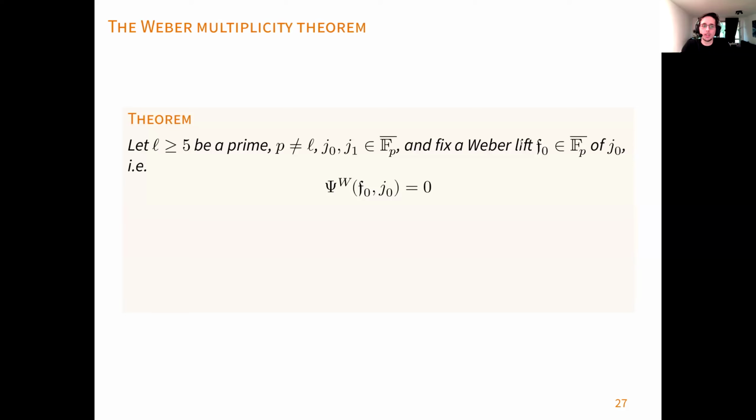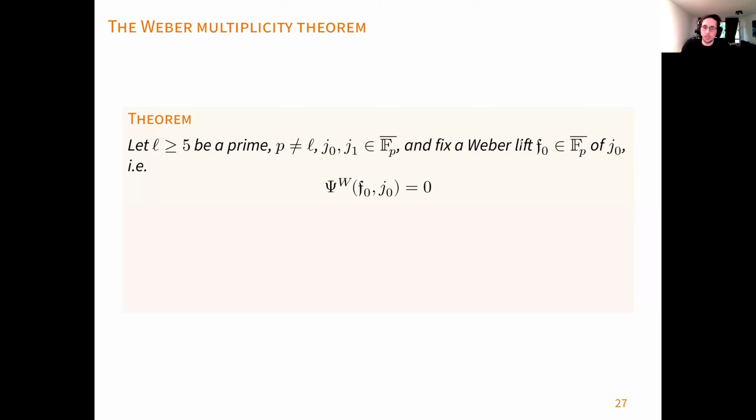We start with a prime L that's at least 5. We again take some P that's not equal to L and two j-invariants over F_P bar. And now, importantly, to work on the level of these f-invariants, we need to start by fixing one lift of j0 to f0. So we take one f0 such that this Weber relation, if you want to call it that, Psi_W evaluates to 0 at (f0, j0).